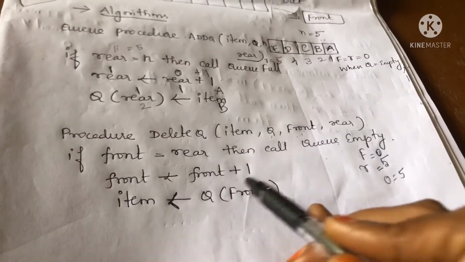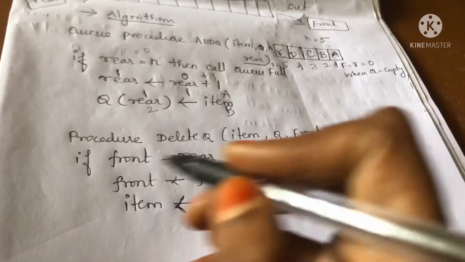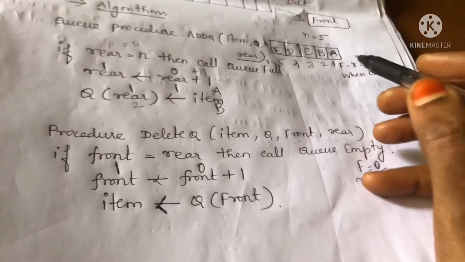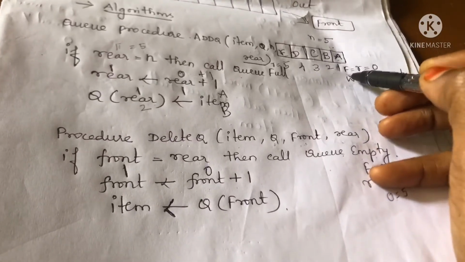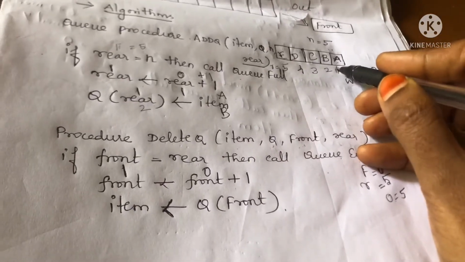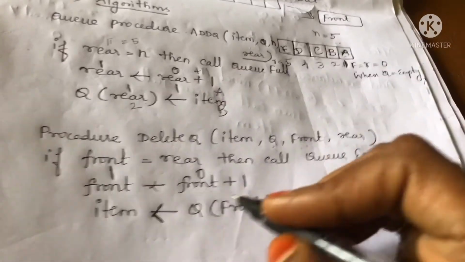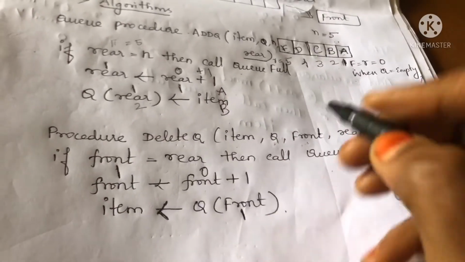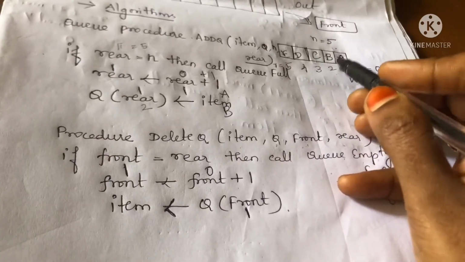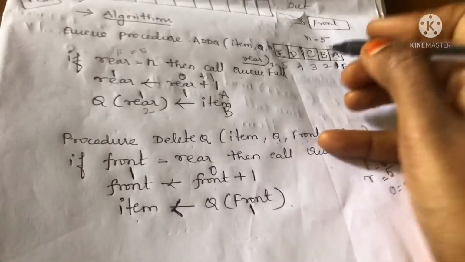Front equals front plus 1. So front value is 0, 0 plus 1 is 1. Now one element is added, increment by 1, so front is pointing to 1. At that time Q of front, that is Q of 1, is pointing to the element A. A will be deleted from the Q.